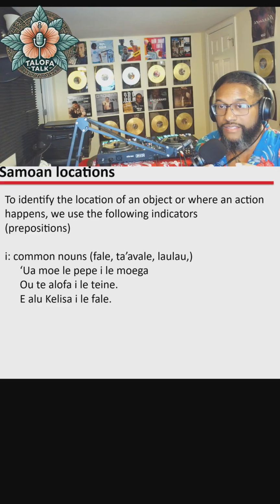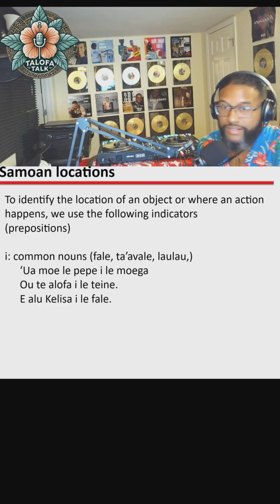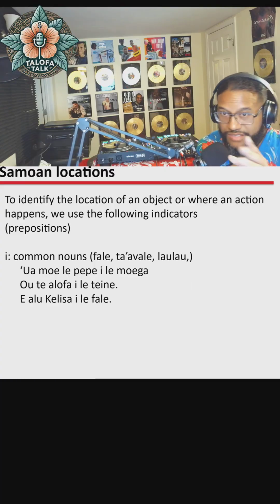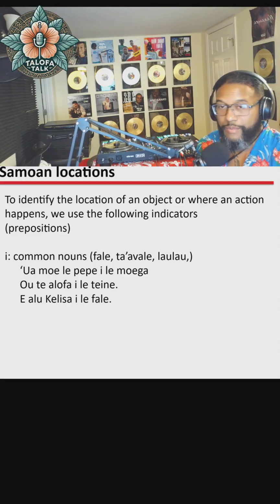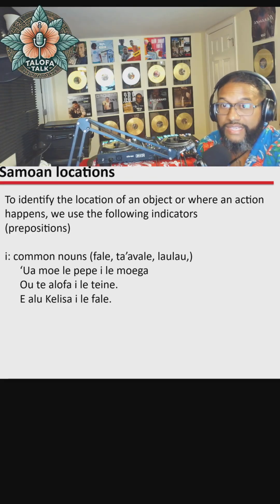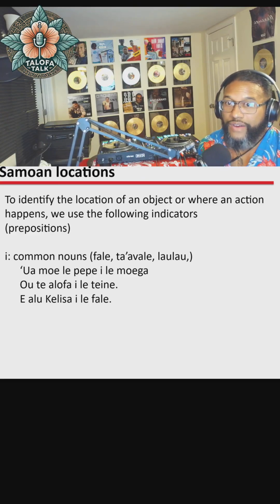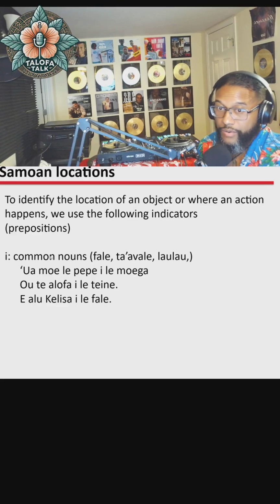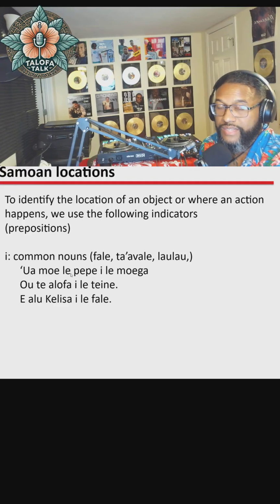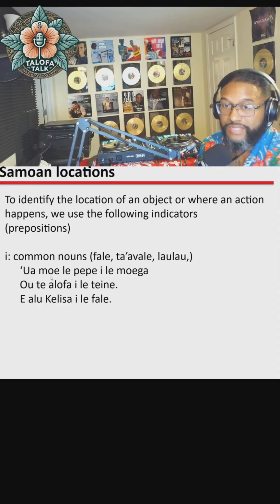So Samoan locations. When we say where things are in Samoan, we're just going to do the common nouns. The common nouns are introduced with a fancy word in English called a preposition, right? You might remember it from grade school. But in Samoan, we introduce common nouns with i. If I were to say something like this, and we already talked about ua moe le pepe, right? Ua moe le pepe, and then where. In this case, we're saying the baby is sleeping or has slept or is now asleep.